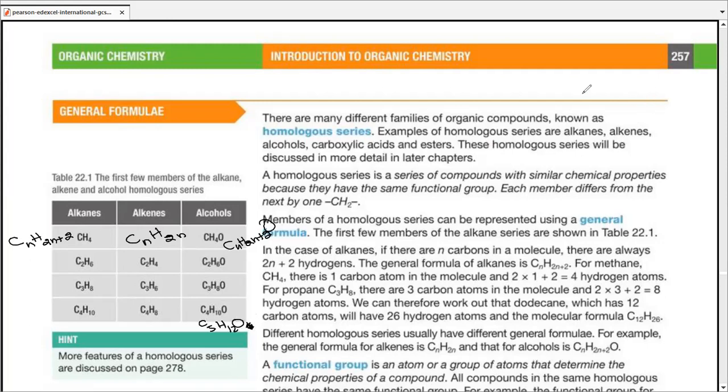Okay. So this gives us a pretty good idea that the general formula helps us to come up with the molecular formula of a specific member of a specific homologous series. Only if we know the general formula for the series, we can always come up with the molecular formula of the next member or any member in that case.